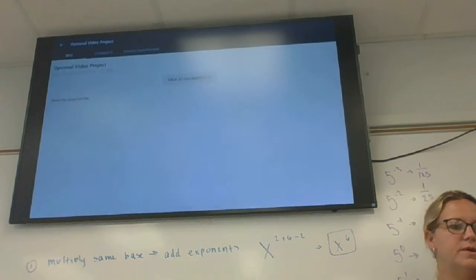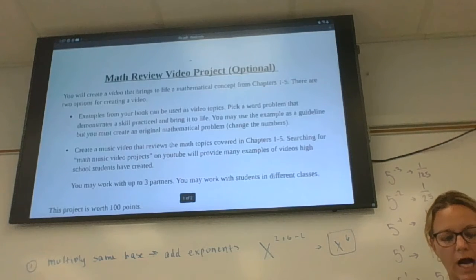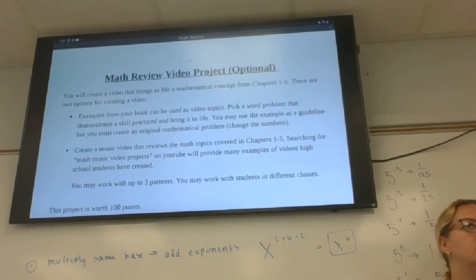Okay, so let me answer all these questions. It's 100 optional points, which means it's not extra credit, but it's like taking a 100-point test and possibly getting a 100, right? If you're currently earning 95 or higher on tests, this project does not usually change your grade, okay? You can do it to put more points into your grade book. But this is for students who maybe don't score that high on tests, but you can average in a 100 out of 100, which can help your average. So you make a video from one of the math concepts in chapters 1 through 4.